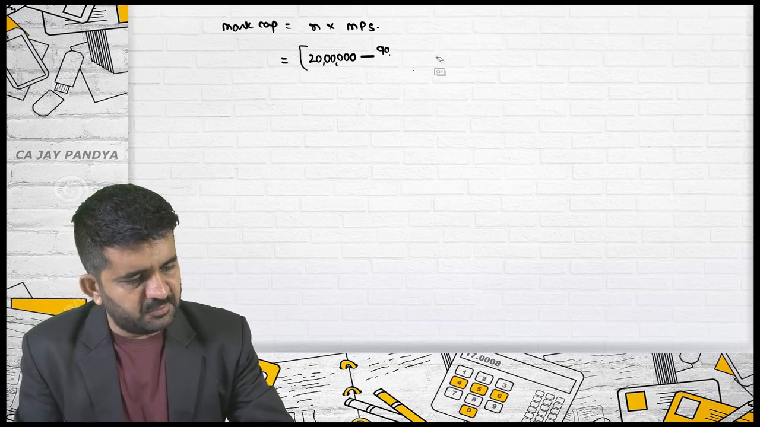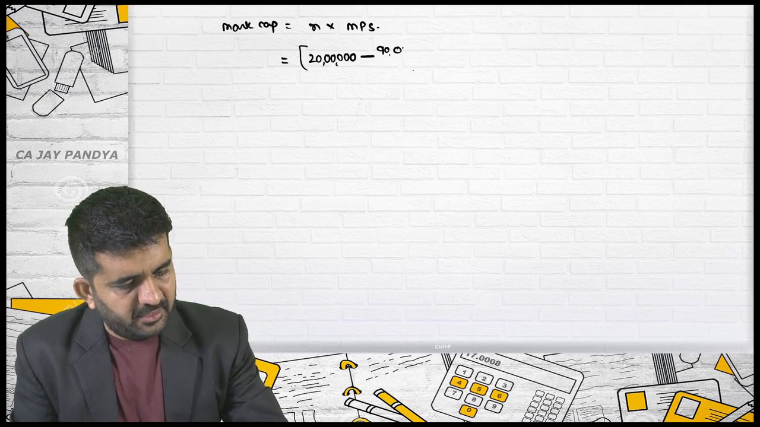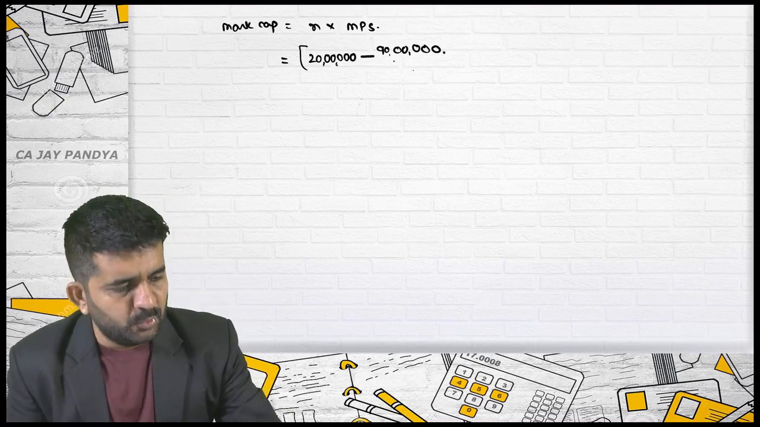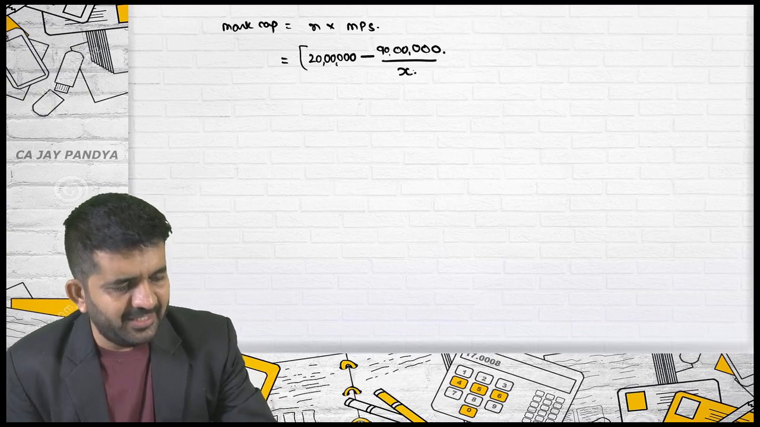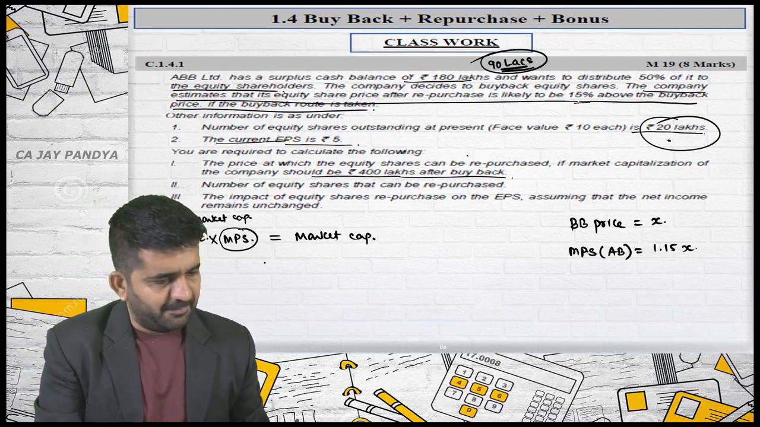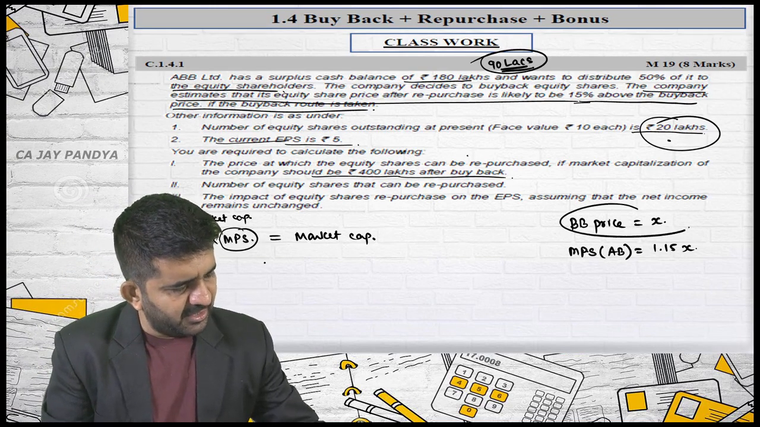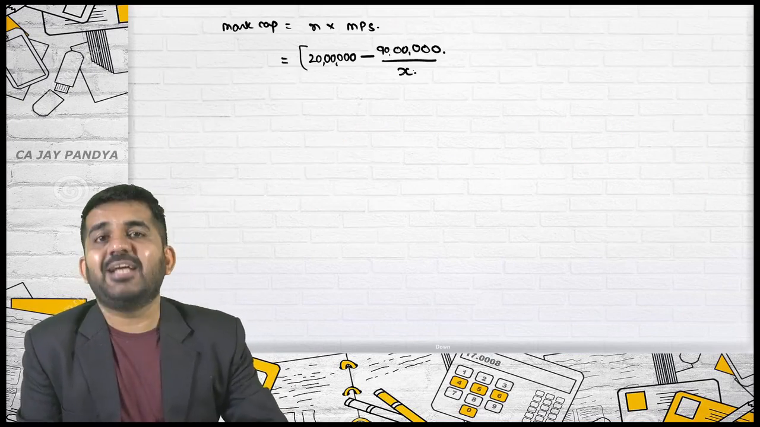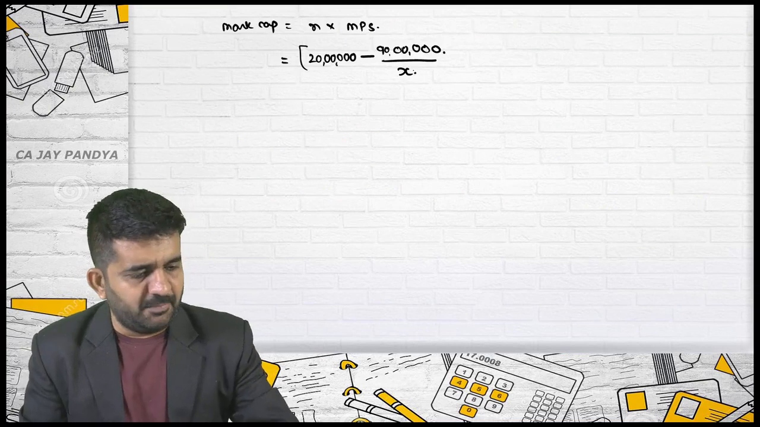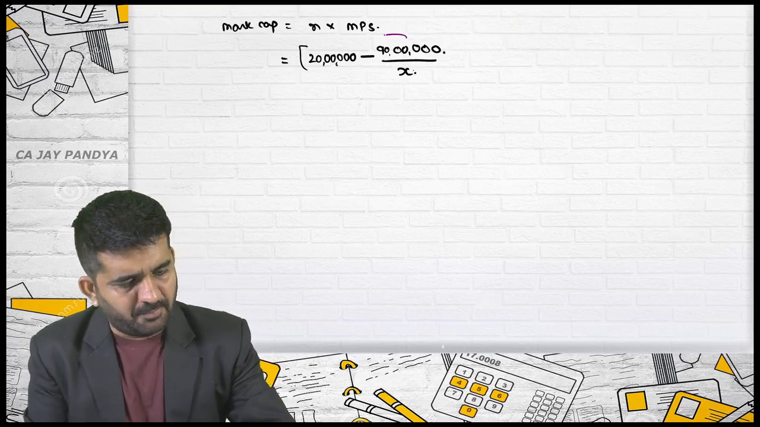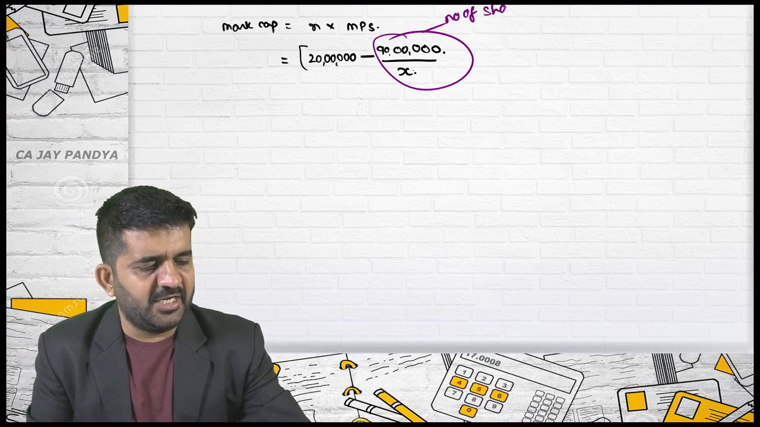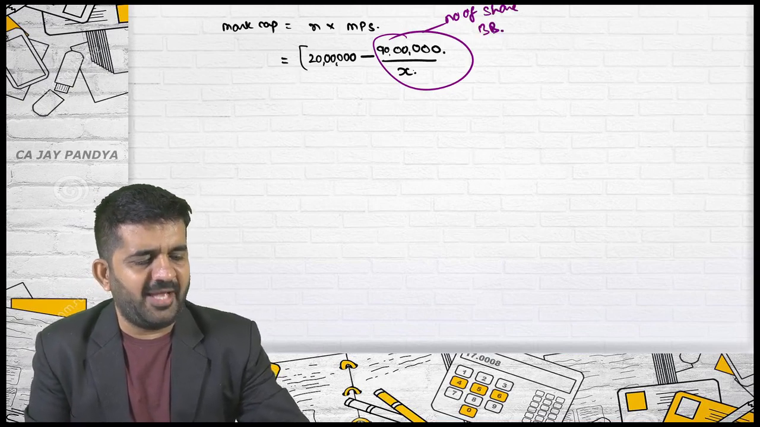Still I am not having the space. 90 lakhs. Money used divided by X. What is X? Buyback price, right? X is nothing but the buyback price. Is it alright? So 90 lakhs divided by X will be the number of shares bought back.